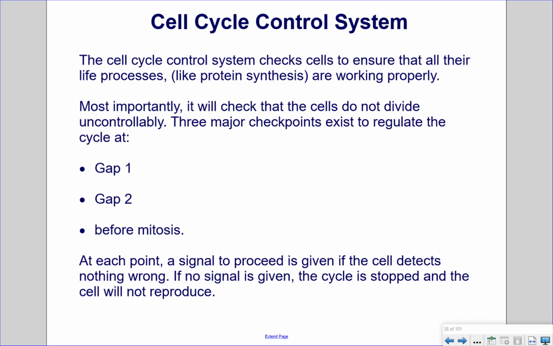Three major checkpoints exist to regulate the cycle at gap 1, gap 2, and before mitosis. At each point, a signal to proceed is given if the cell detects nothing wrong. If no signal is given, the cycle is stopped and the cell will not reproduce.